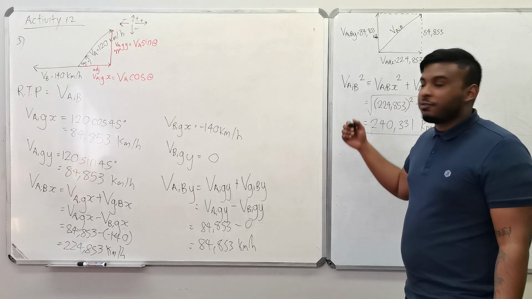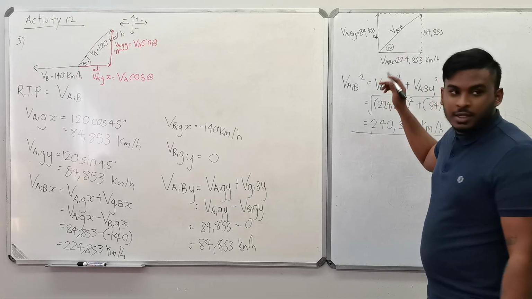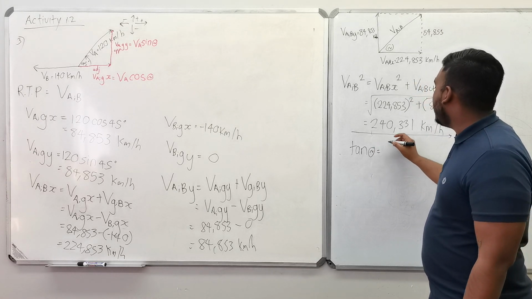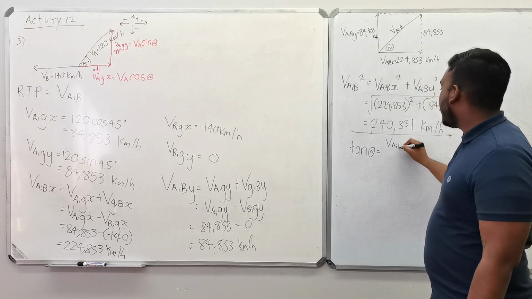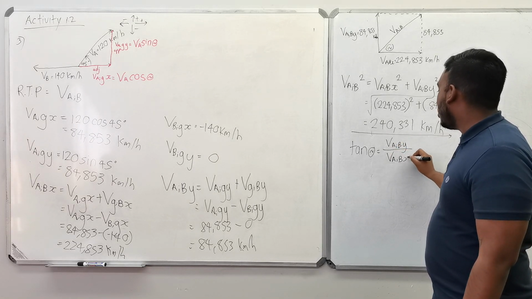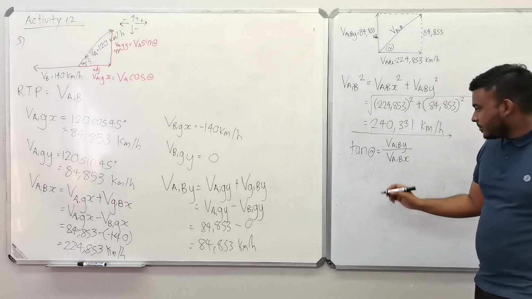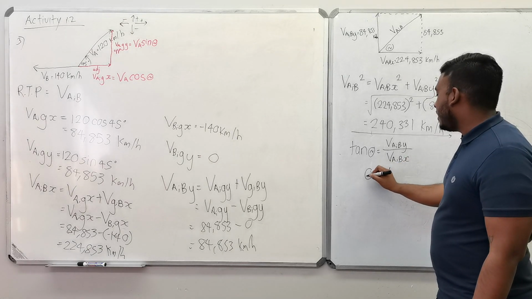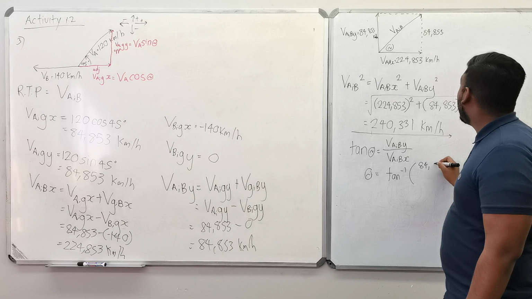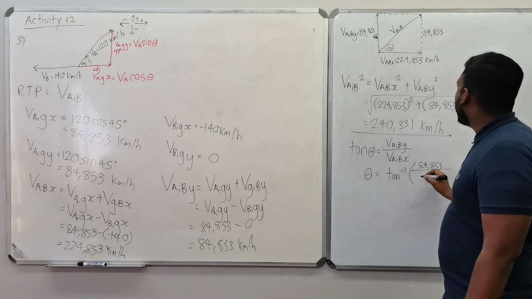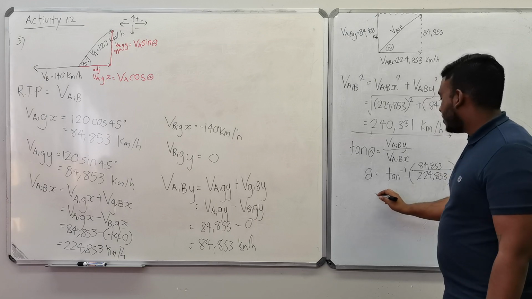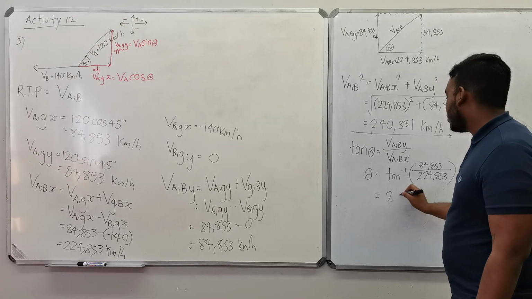Okay. And then in terms of your angle, we're going to work out this angle here. Right? So tan of your angle is going to be equal to the velocity of A relative to B along your y-axis all over the velocity of A relative to B along your x-axis. Right? So when you substitute your values, the angle is going to be equal to tan inverse of 84.853 all over 224.853, which is equal to, I don't know how I got this, 22.39.